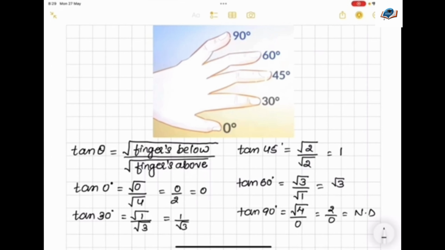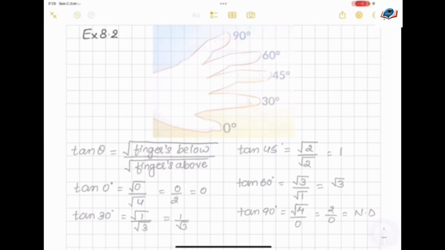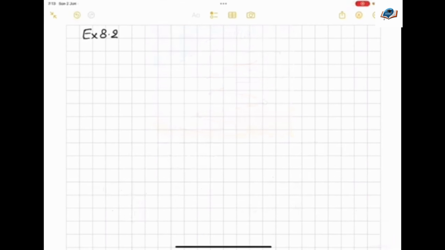Now for cosec I have to just reverse sin. For sec I have to reverse cos, and for cot I have to reverse tan theta. So the whole table is done. Now coming to exercise 8.2, question 1, the first one says evaluate sin 60 cos 30 degree plus sin 30 degree cos 60 degree.